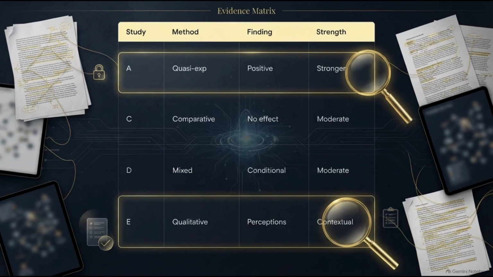Though, to be fair, its overall strength is still rated stronger because of its rigorous method. Now look at study E. It shows positive perceptions, but it relies purely on self-reporting, making its evidence strength merely contextual. We aren't doing this so an AI can invent some magical, arbitrary quality score. We're doing this to stop treating all evidence as if it's perfectly equivalent.